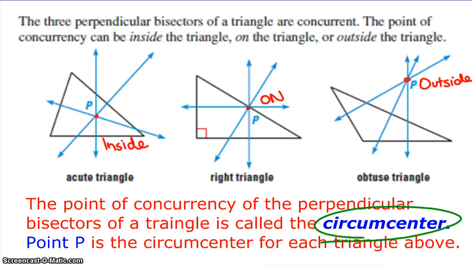Okay, so you need to remember a couple of things. The perpendicular bisector makes a point called the circumcenter, and the circumcenter can be in different locations based on what type of triangle it is. Acute, it's inside. Right, it's on. Obtuse, it is outside.